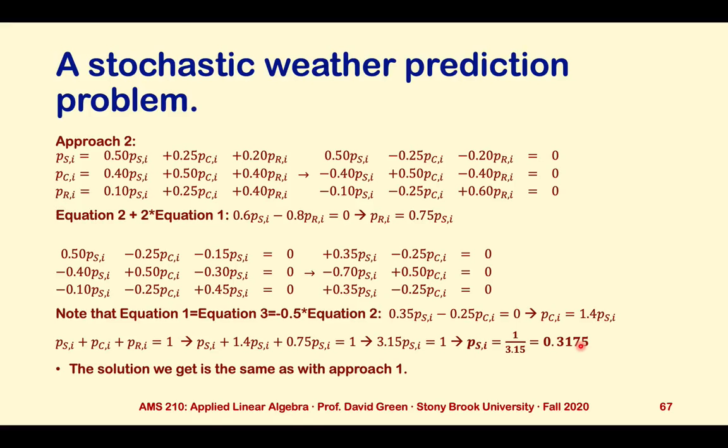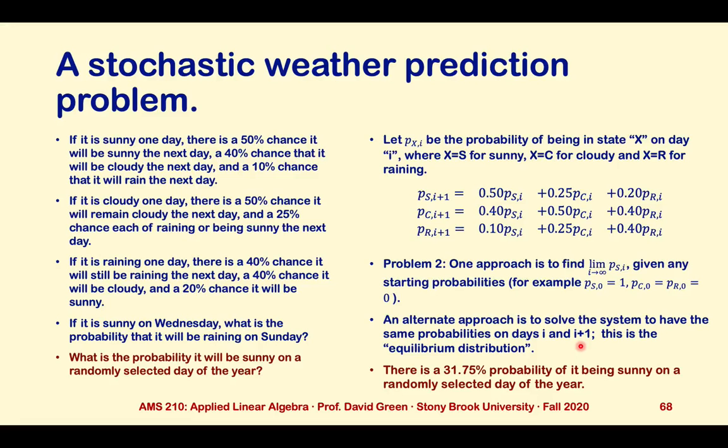As we move through the semester, we will learn more consistently how to approach this kind of problem. Again, always move back to the original problem, phrasing our mathematical answer in the original language. There is a 31.75% chance of it being sunny on a randomly selected day of the year.